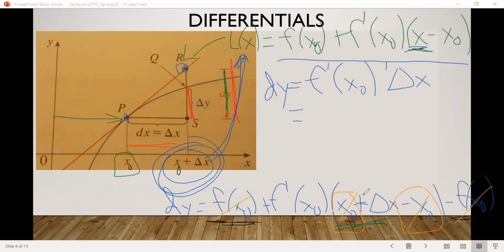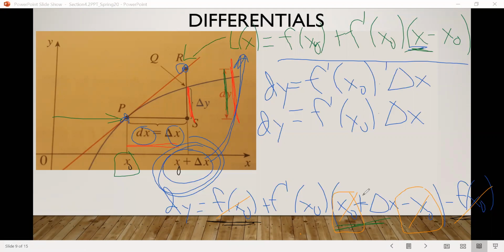And then we're just going to do one more thing with that. Since we were dealing with the tangent line there, we actually don't want to use delta x because that has to do with the original function. So we're going to replace the delta x with the dx since they're the same. So we end up with dy equals f prime of x sub naught times delta x. Okay? And that's more or less our formula for that.